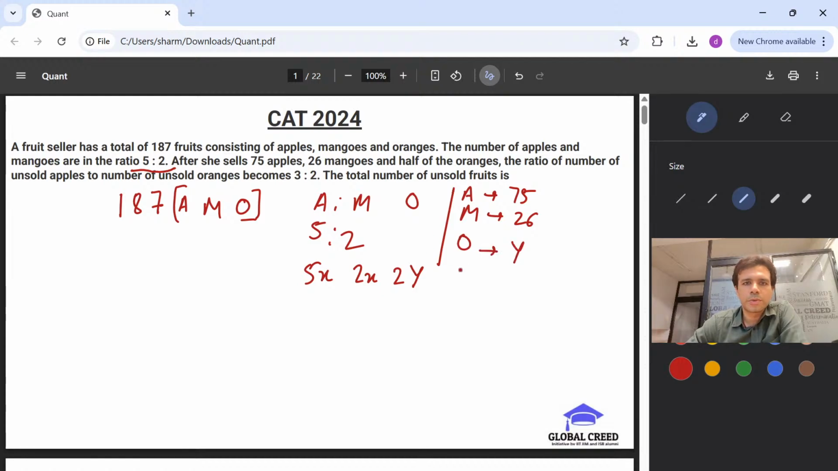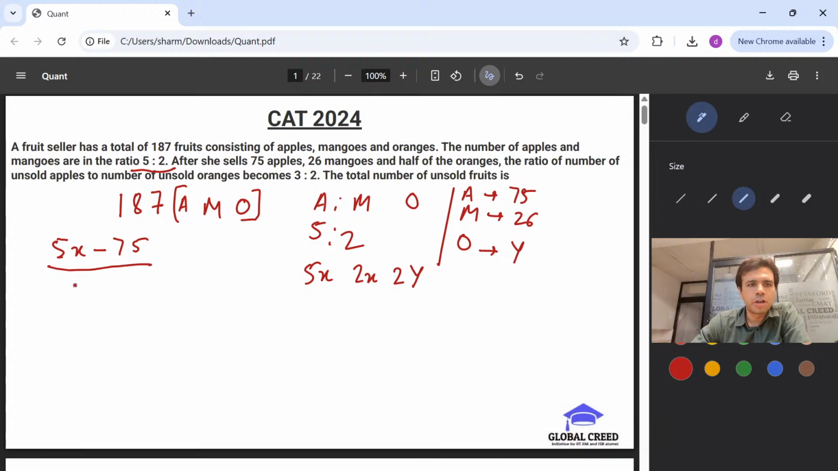Let's say y oranges were sold. Now we are saying 26 mangoes and 75 apples, 26 mangoes and half of the oranges. The ratio of the number of unsold apples to the number of unsold oranges becomes 3:2. Now if I have to write the number of unsold apples to unsold oranges, so how many unsold apples will we have? 5x was the total number of apples, out of which 75 has gone, divided by the oranges, where y oranges we have sold.